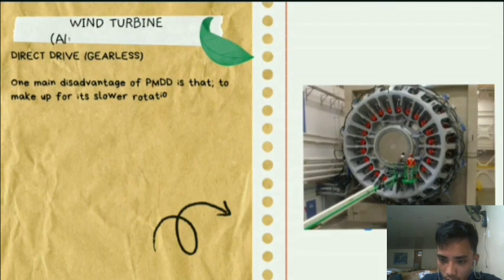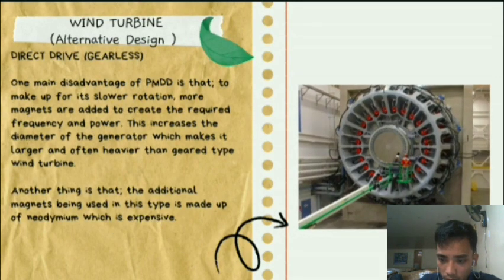Next po natin, sabi niya, one main disadvantage of PMDD is that to make up for its low rotation, more magnets are added to create the required frequency and power. This increases the diameter of the generator, which makes it larger and often heavier than a gear type wind turbine.